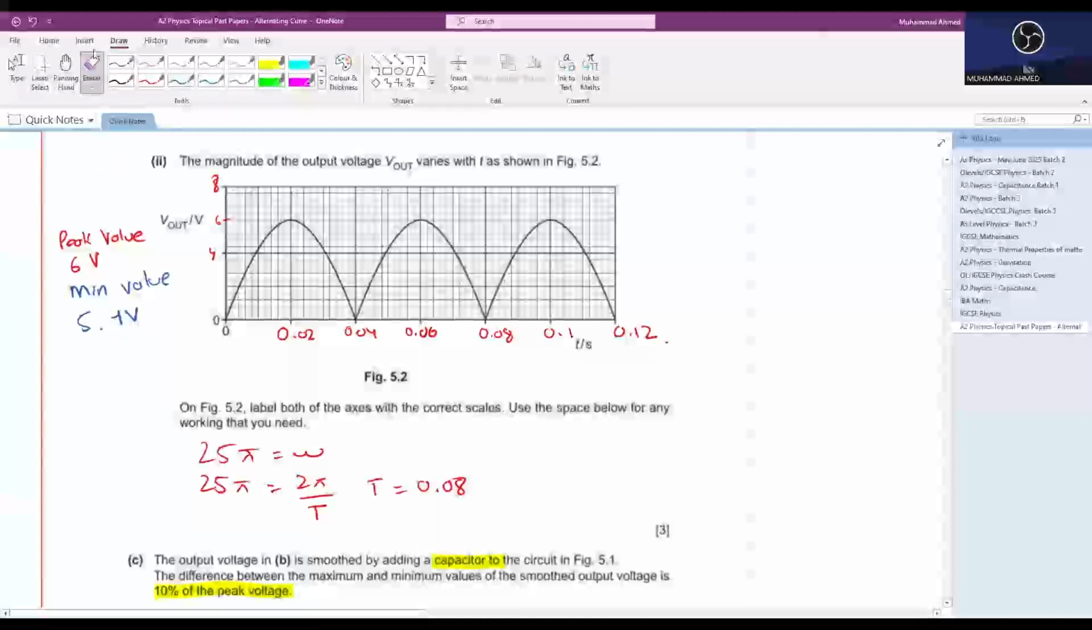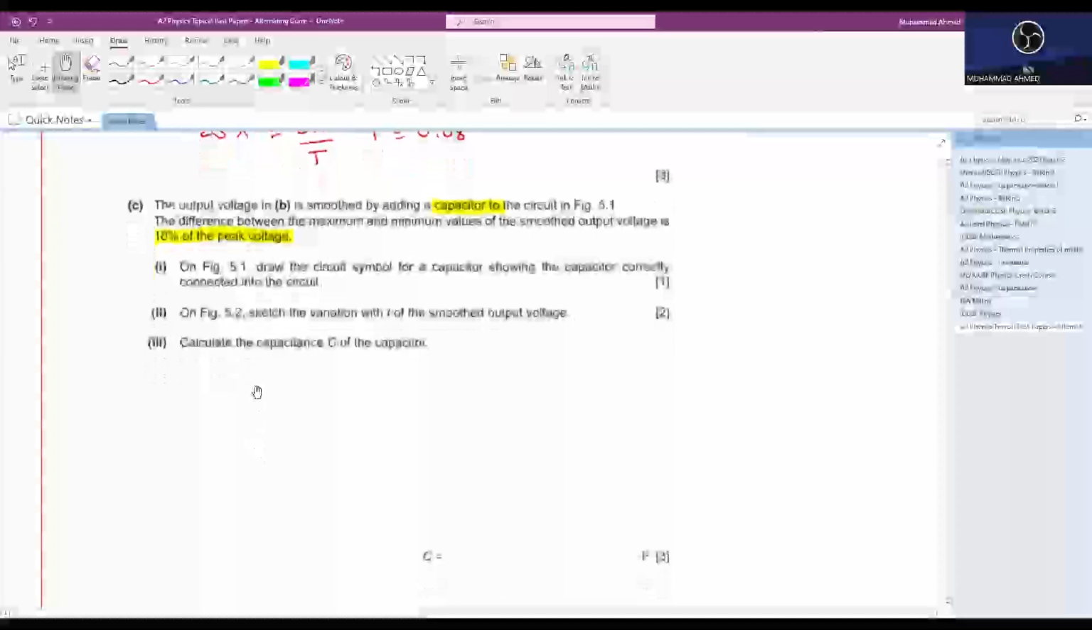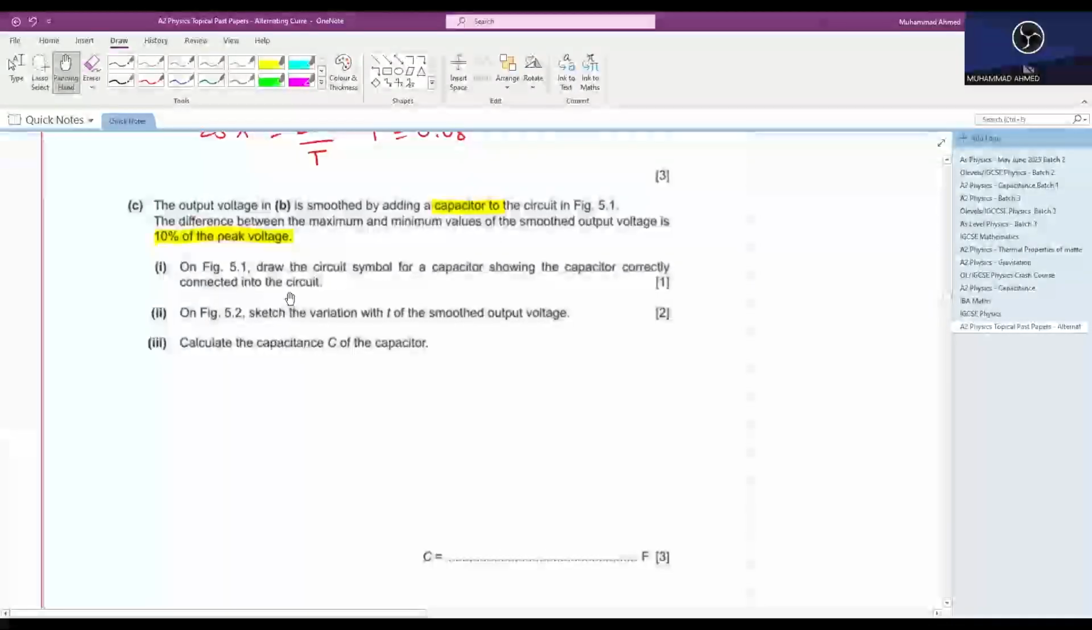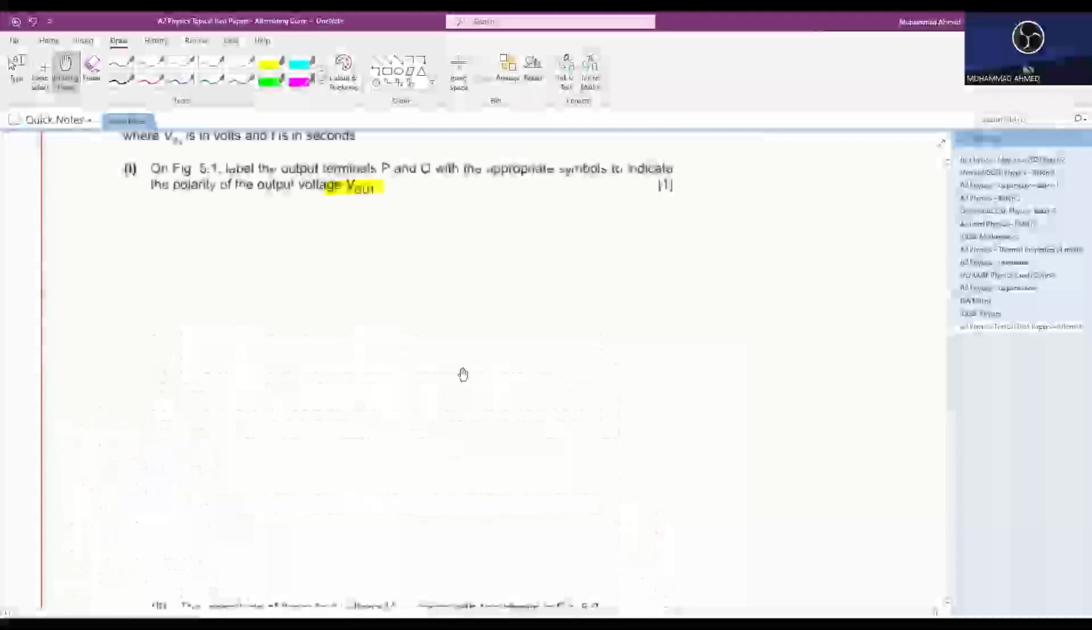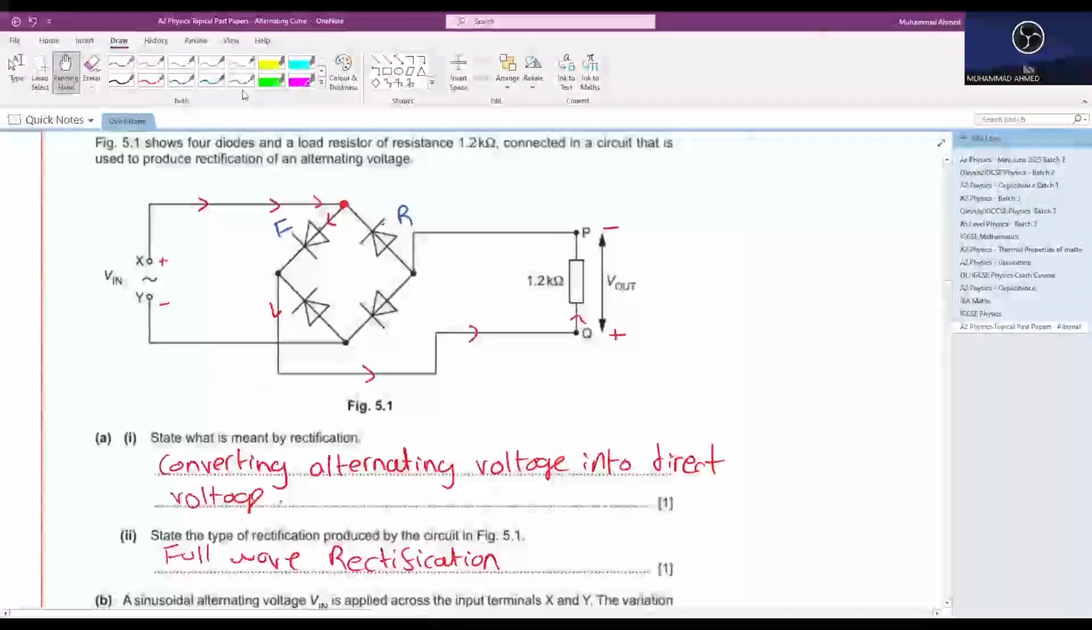Now, in the circuit currently drawn, you can see you have a maximum value of 6, minimum value of 0. It is fluctuating between 6 and 0. But when you apply the capacitor, your peak value will become 6, minimum value will become 5.4 volts. That is 10% of the peak voltage. On figure 5.1, draw the circuit symbol of a capacitor. Okay, let's draw the capacitor here. That will be in parallel to this resistor.